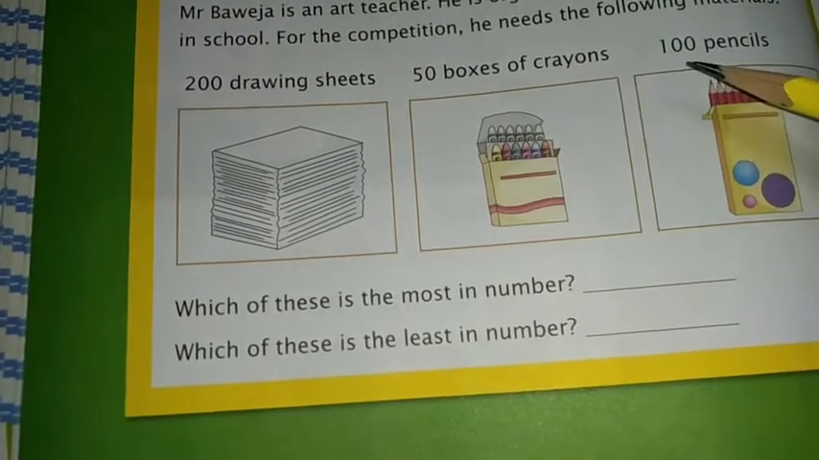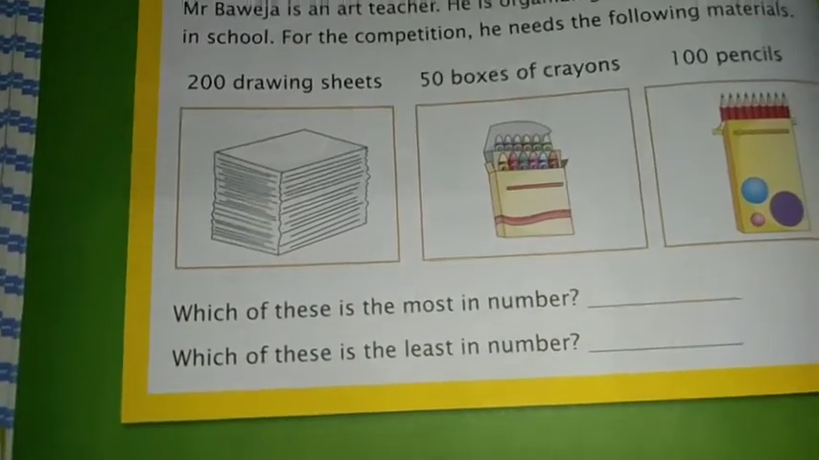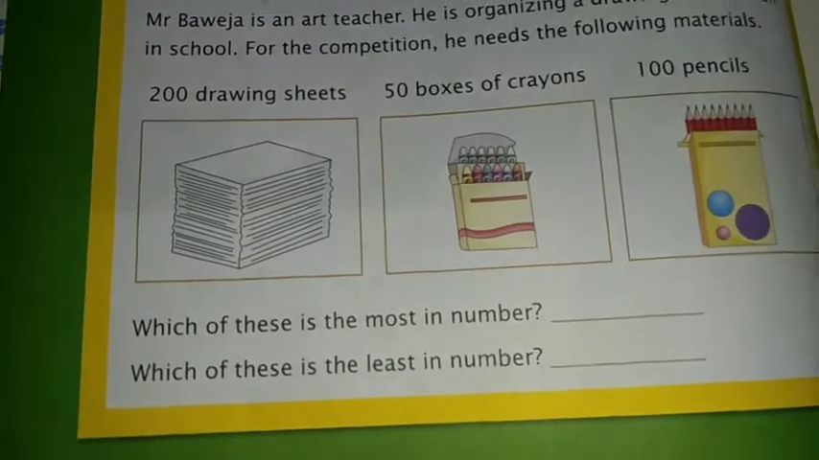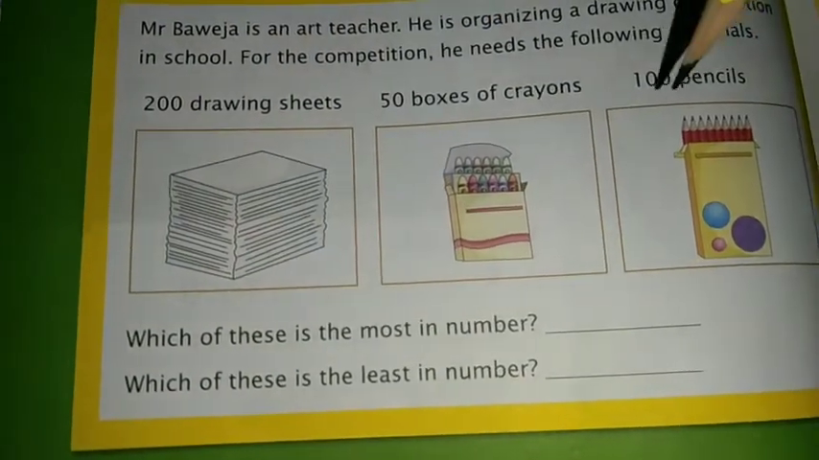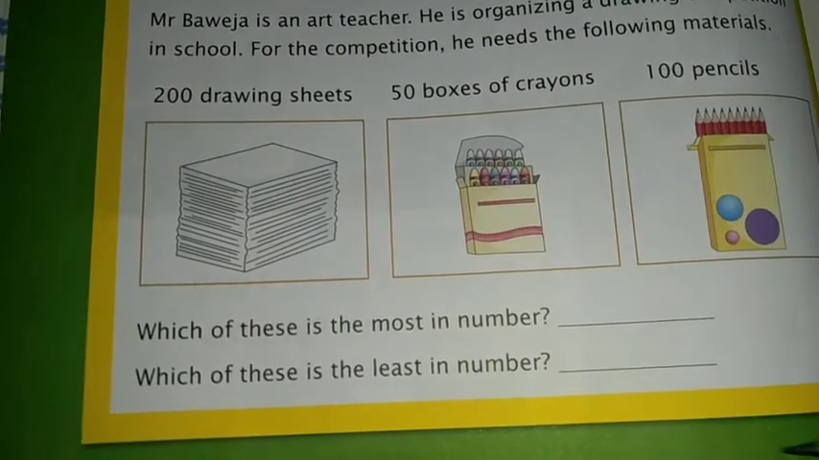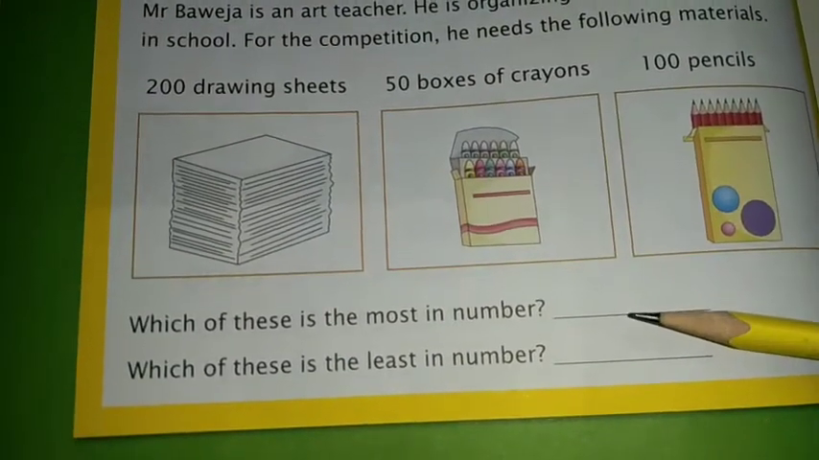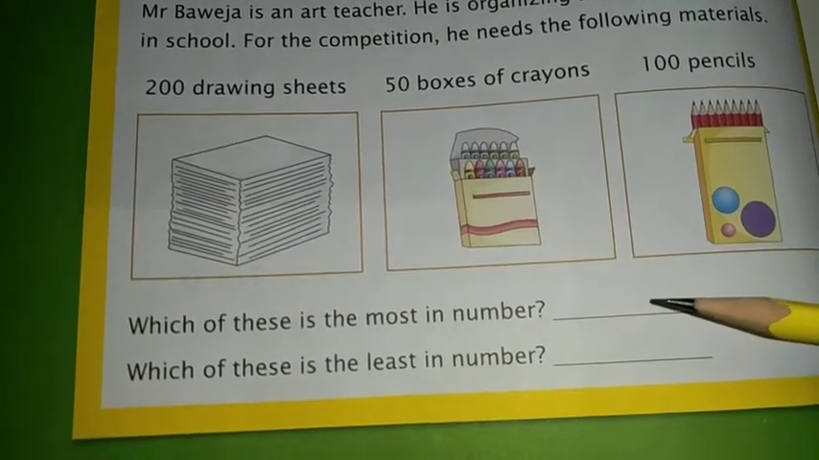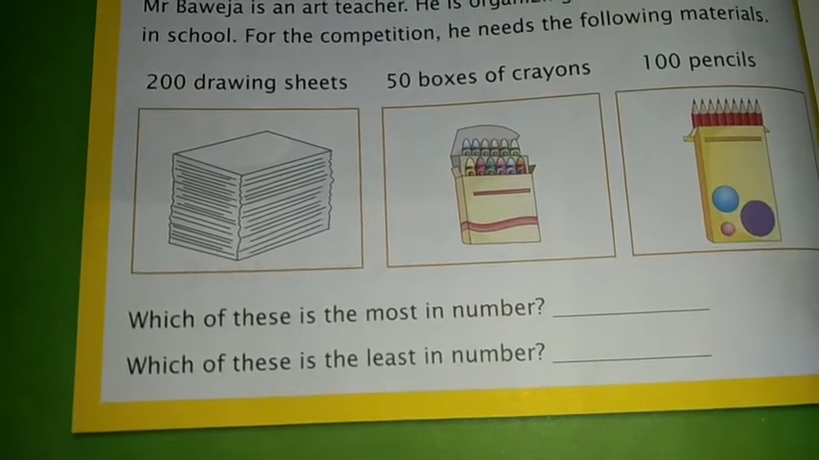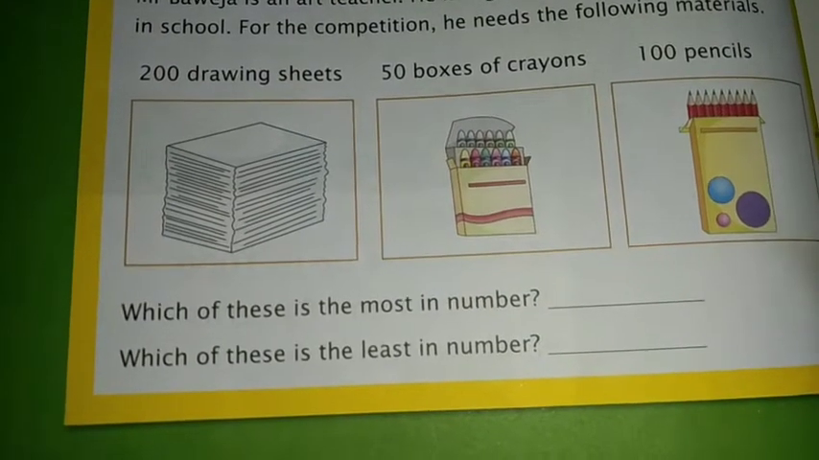Which of these is most in number? So this is 200, this is 50 and this is 100. Simply this is just comparison of numbers. You have to compare the numbers 200, 50 and 100, see which is bigger, and mention here which item is used the most in numbers, the item that is used in maximum quantity.